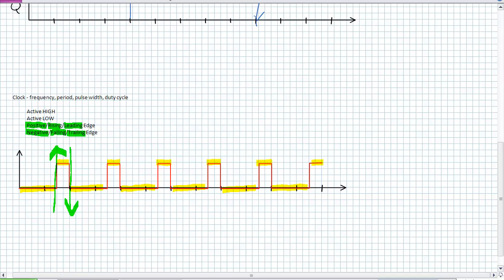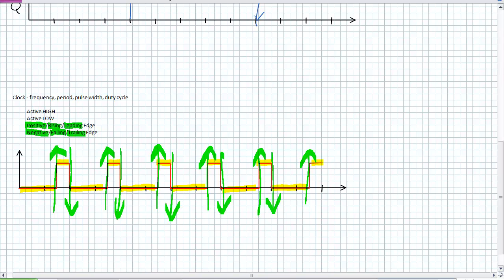Trailing edge. It's the end of a pulse. If I'm at positive edge detection, I'm just paying attention here, here, here, here, here. Where is it negative edge? Right there, right there, right there, right there. There's typically not positive and negative edge detection devices, with the exception of master slave JK flip-flops. Don't worry about that right now.